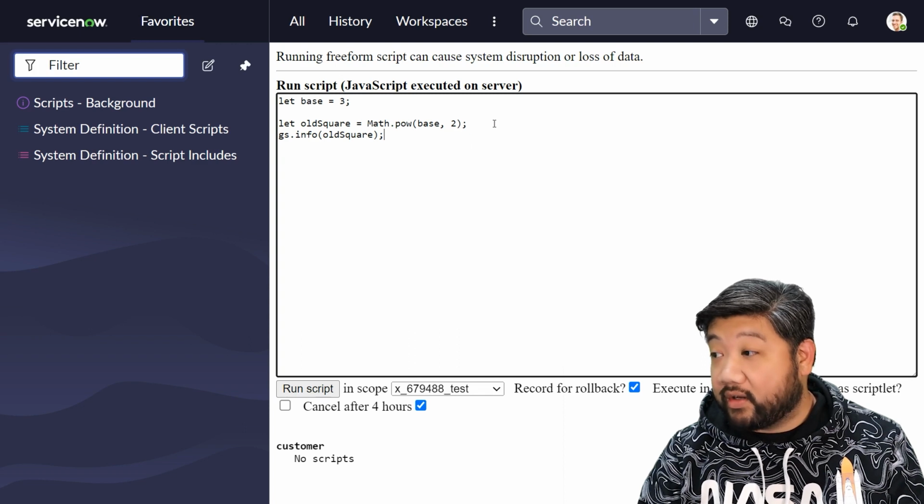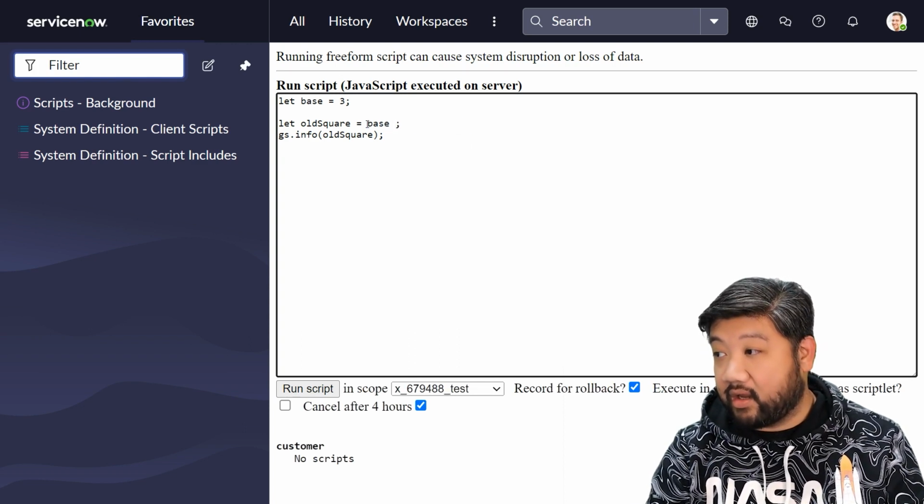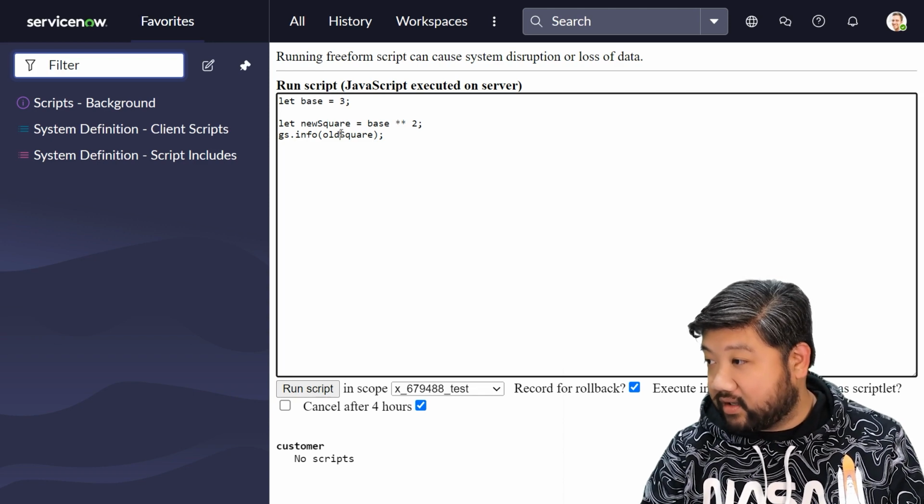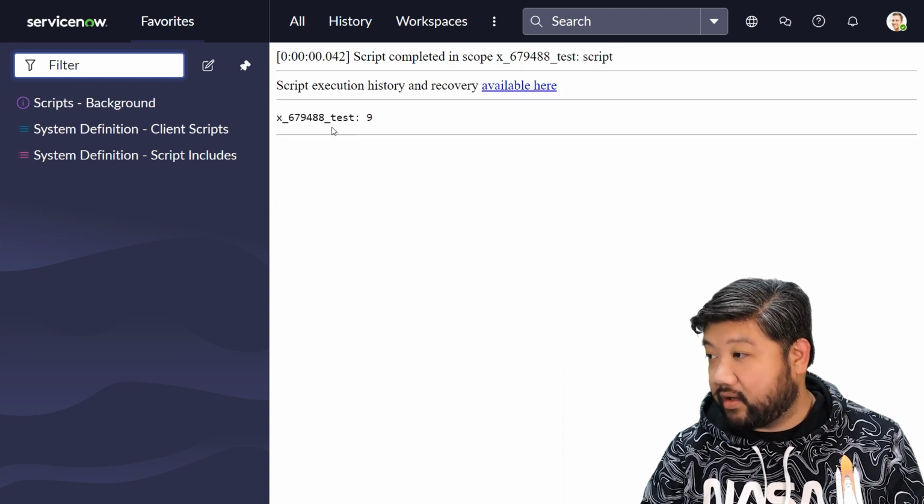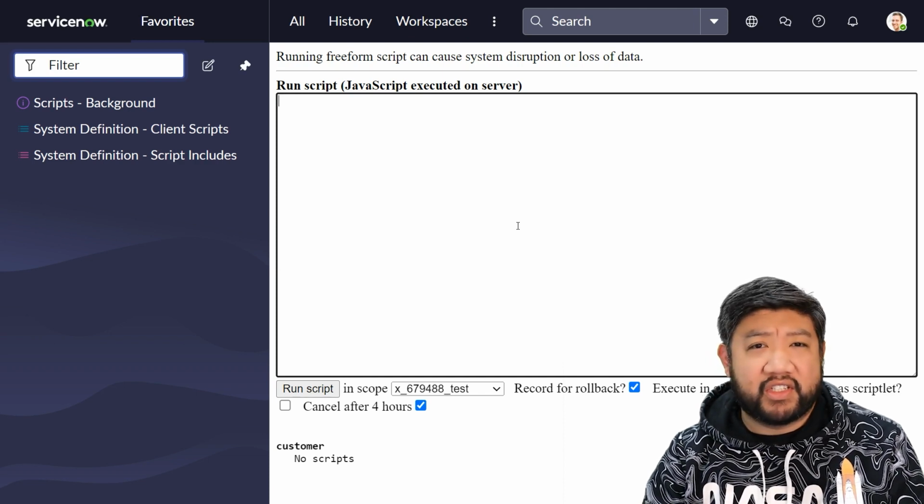The new way to do it, much easier, is to do base, then two times signs, and then your exponent. Let's update these variable names. There you go, 9. In that example I just did, I hard coded some of those values, but all of it can be a variable.